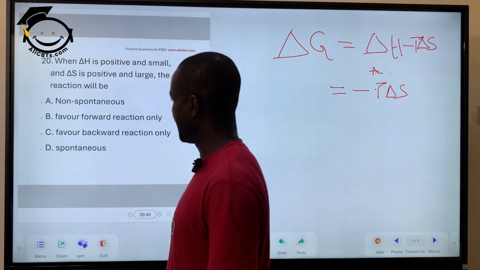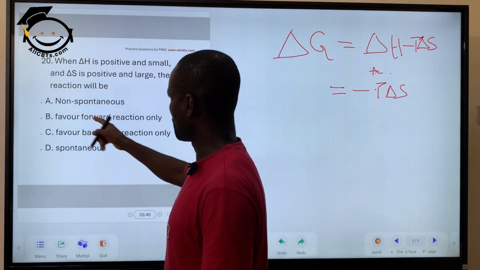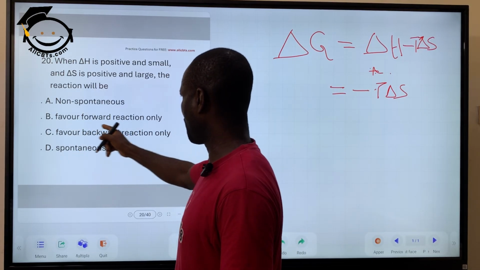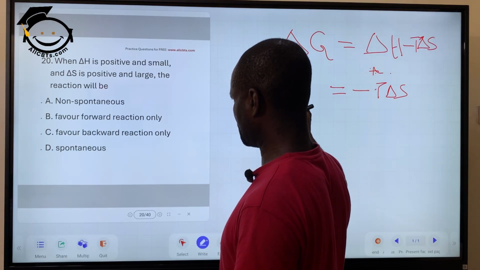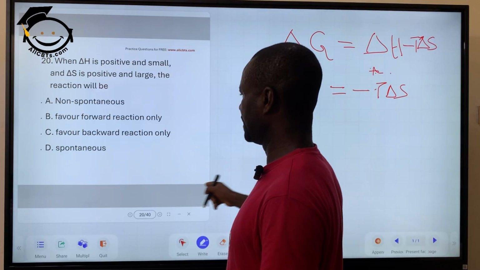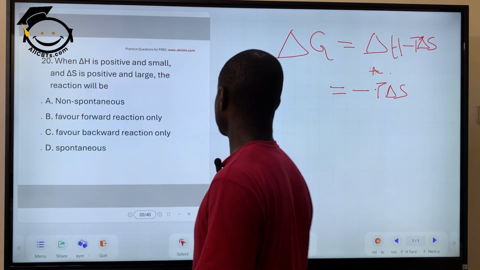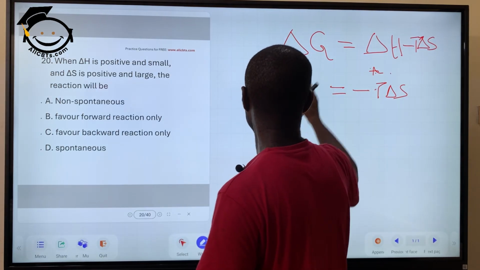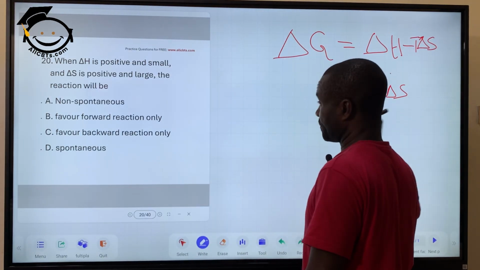So let's see. A, the reaction will work non-spontaneous, which is wrong. The reaction will favor forward reaction only, which is wrong. The reaction will favor backward reaction only. The reaction becomes spontaneous. That is, reaction will occur on its own. It's a spontaneous reaction if delta G becomes this value of negative.